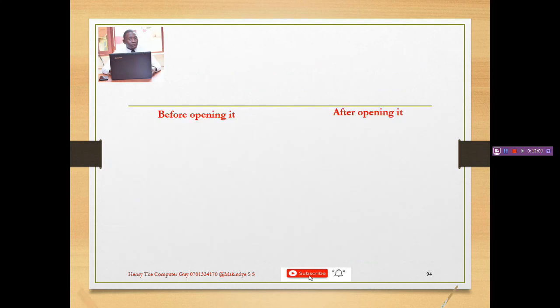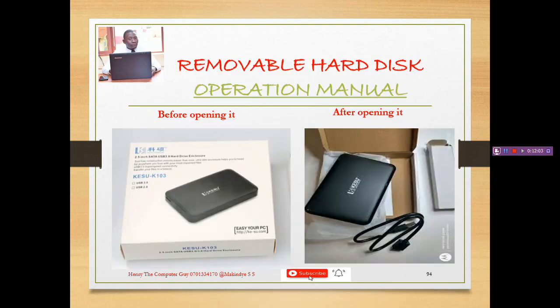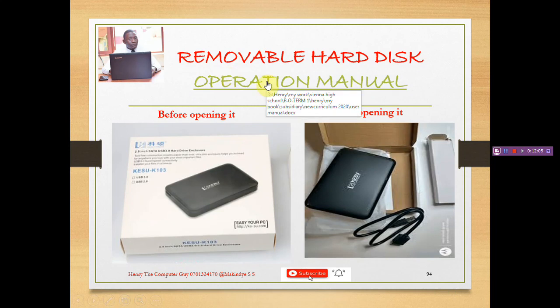Let's continue. And this is how our operation is going to be. This is before opening it, our package. It will be like this in this format, or it was in this format. Then after opening it, we saw that we had our enclosure, then we had our USB, then the user manual is also inside there. So we are going to see how to connect or to open it and cover it, then to put it to use, following the user manual we had read.